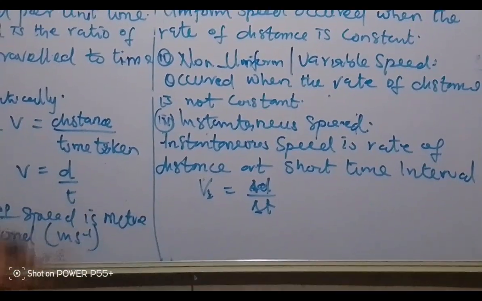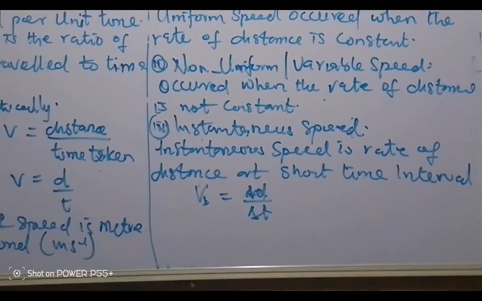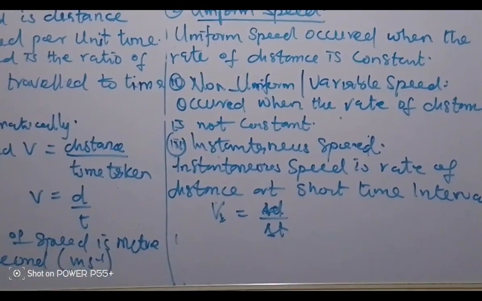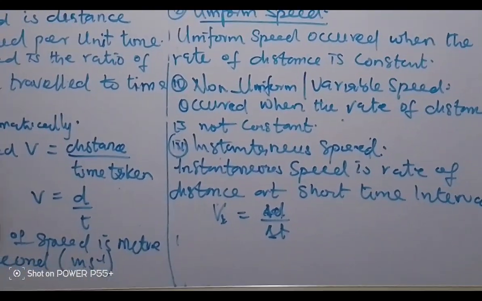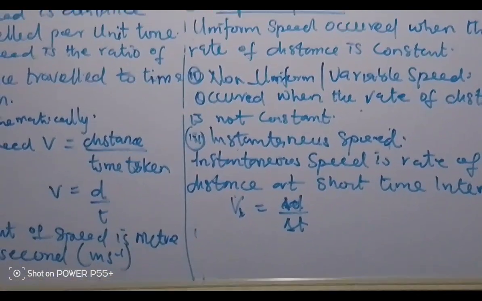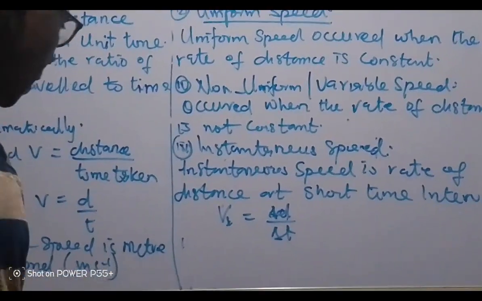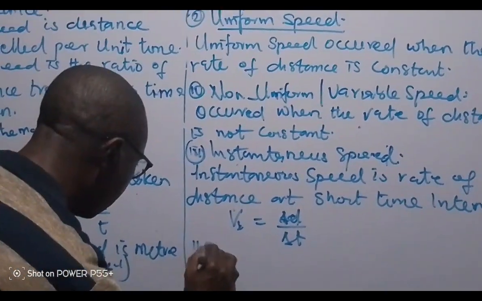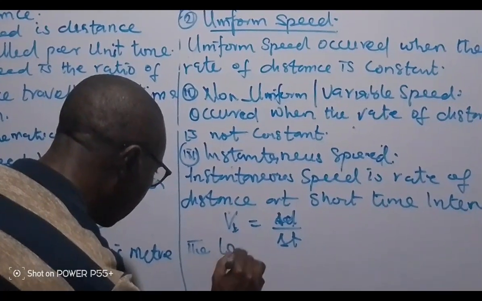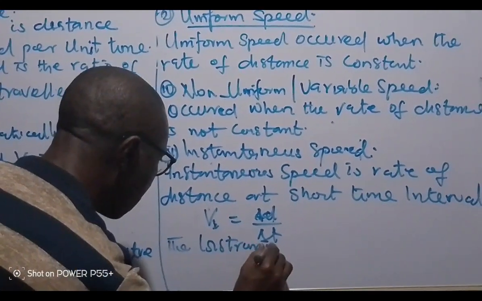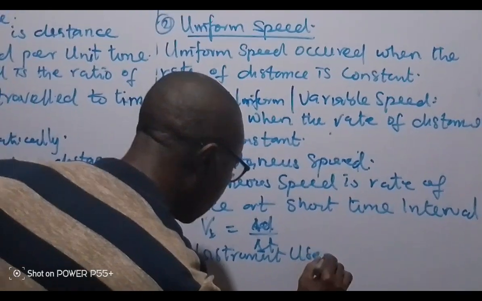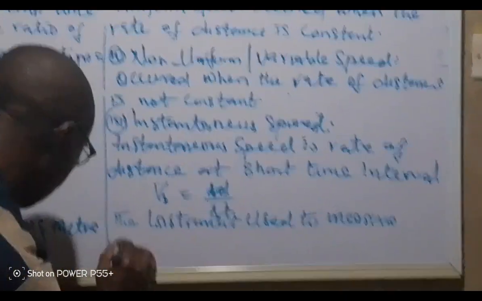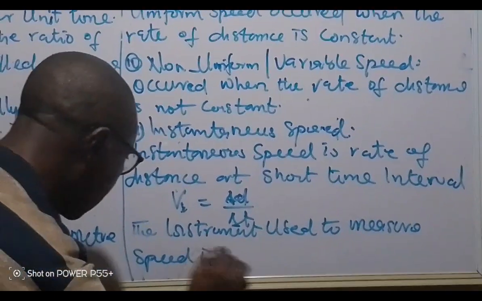That's instantaneous speed. Now, don't forget from our previous lesson that we made mention of instruments used to measure speed, either instantaneous speed or any speed. The instrument remains the same, which is the speedometer. The instrument used to measure speed is the speedometer.